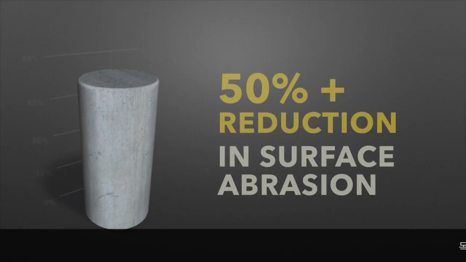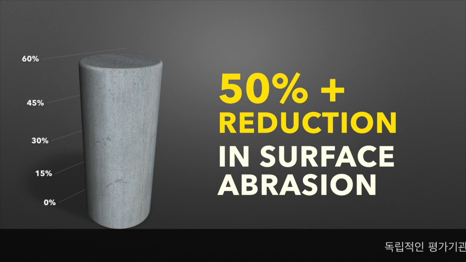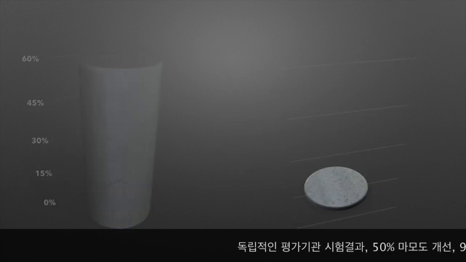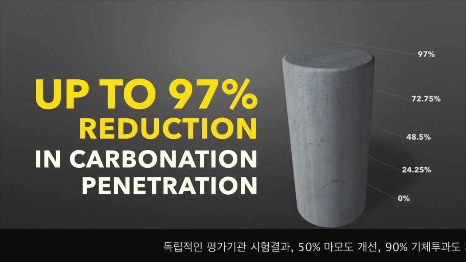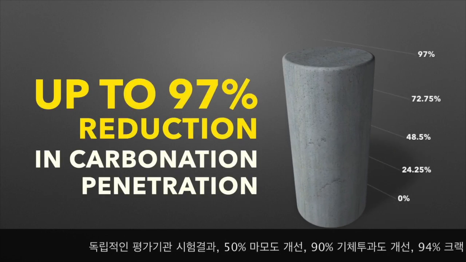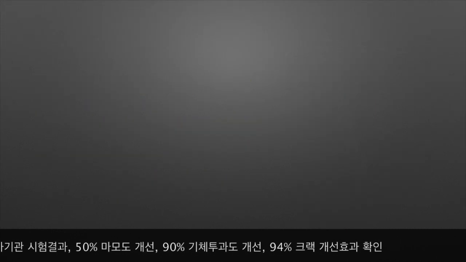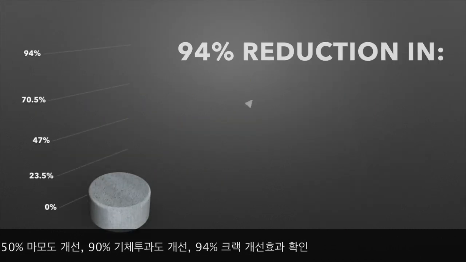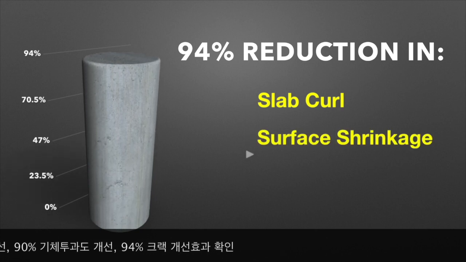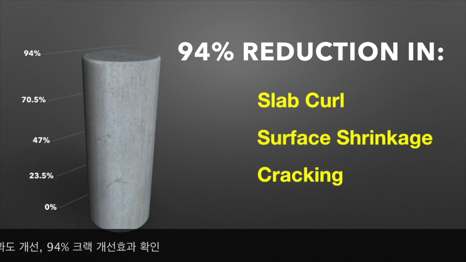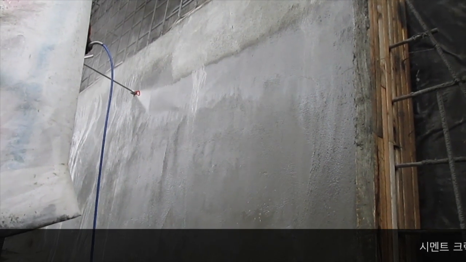Independent tests of Spray-Lock show a reduction in surface abrasion of concrete surfaces by over 50%. Carbonation penetration is also reduced by up to 97% on SCP-treated concrete. Through the rapid expulsion of bleed water on new concrete slabs, Spray-Lock reduces slab curl and slab shrinkage and cracking by up to 94%. Freeze-thaw cracking can now be virtually eliminated.